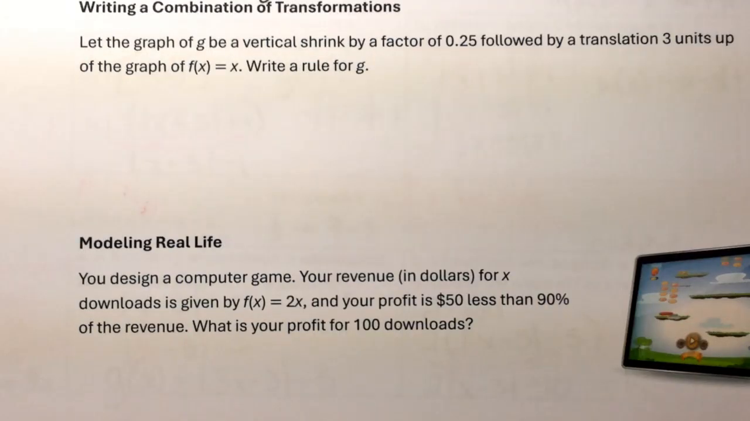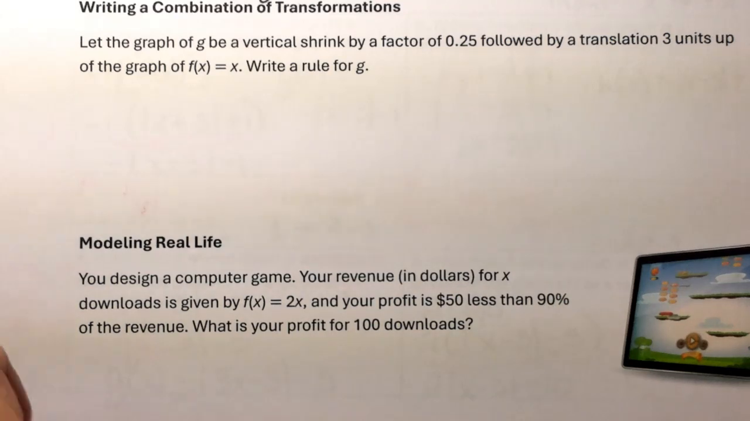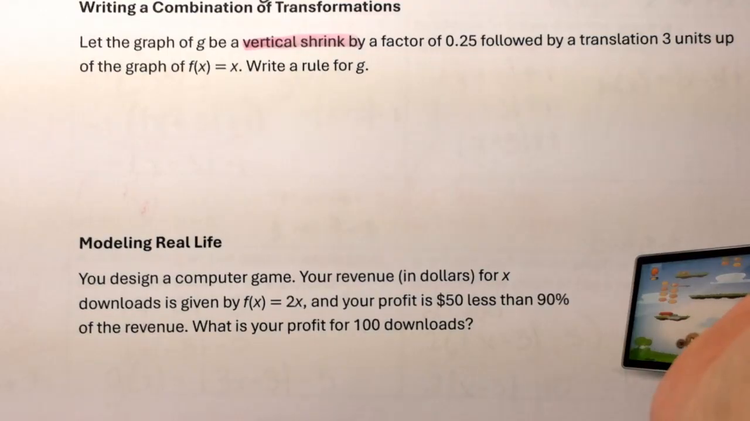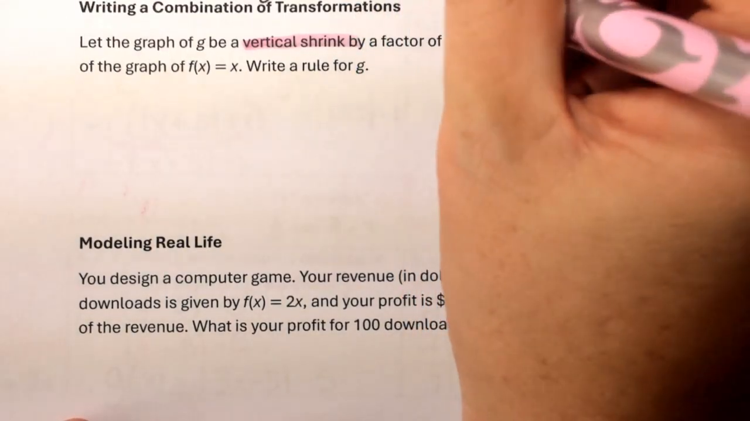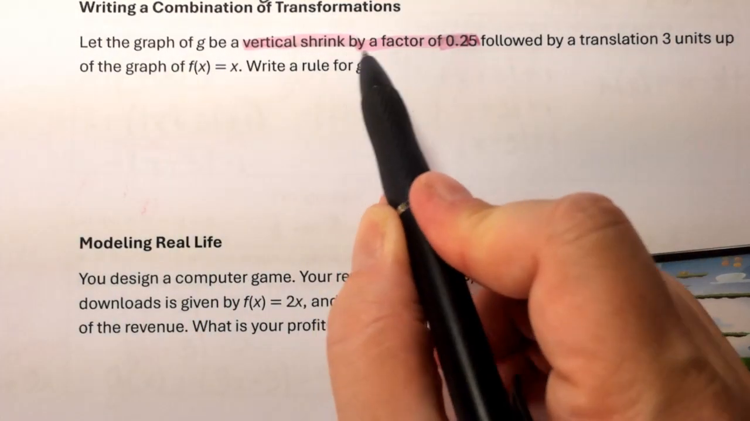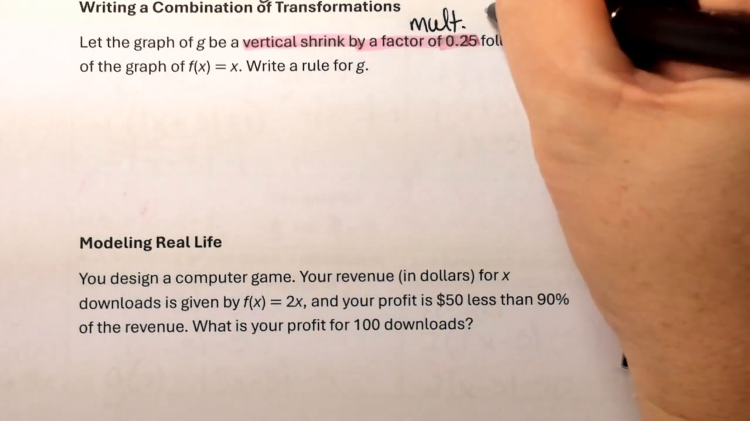To 5, followed by a translation 3 units up of the graph of f of x, write a rule. All right, so we got a couple of things going on here. So a vertical shrink, remember that is going to affect the output. So we're going to multiply our x, our function, by 0.25. All right, so let's start with that part. They gave us x, so let's vertically shrink by a factor of 0.25. So that means we're going to multiply f of x.